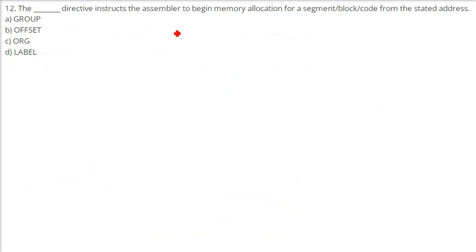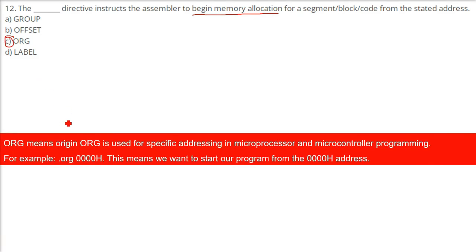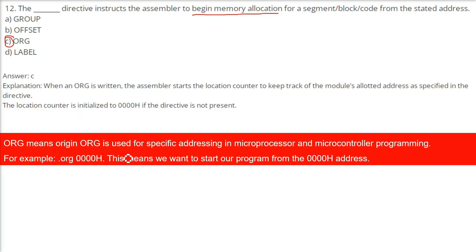The dash directive instructs the assembler to begin memory allocation for a segment block of code from the stated address. In order to begin this memory allocation, ORG will do. ORG is a short form of origin. The answer is C here. ORG is used for specific addressing in microprocessor and microcontroller programming.